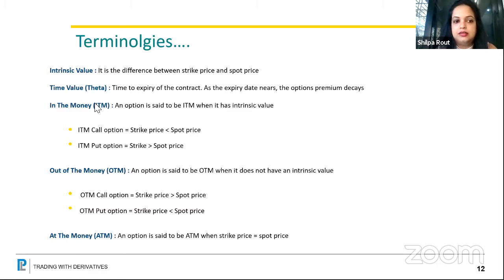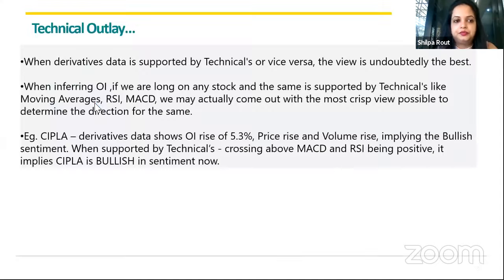Like in the money, ITM is one strike that is below your current ATM. Out of the money, like we all know, is a strike that is further than your ATM. And at the money, as we all know, is the strike completely nearest to the current spot price, the current price of your underlying.